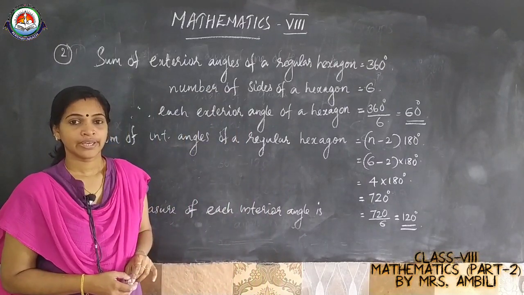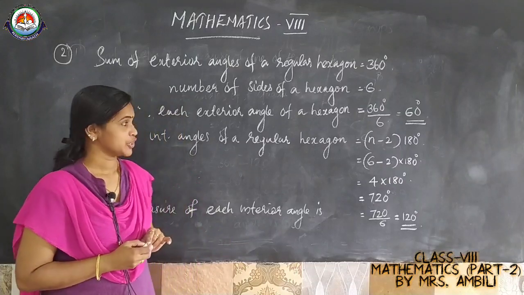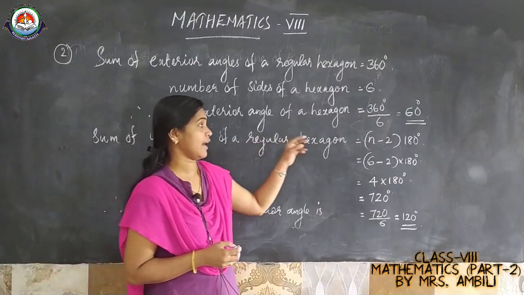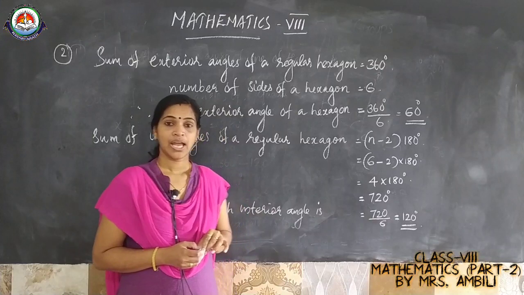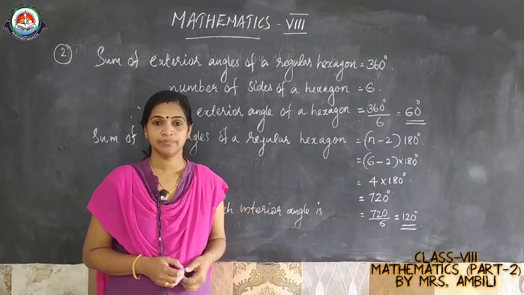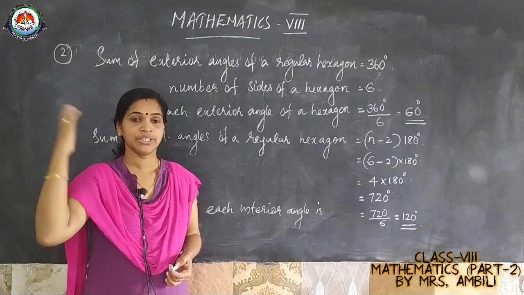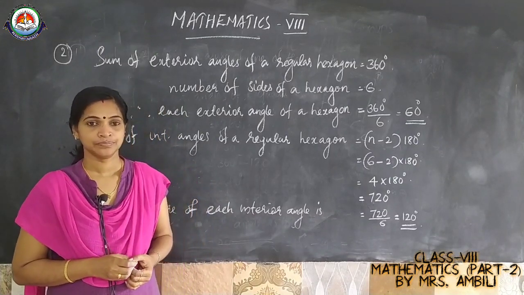Clear? Now we got that for a regular hexagon, the measure of each exterior angle is 60 degrees and the measure of each interior angle is 120 degrees. Clear? 120, 120, 120 degrees, each angle.